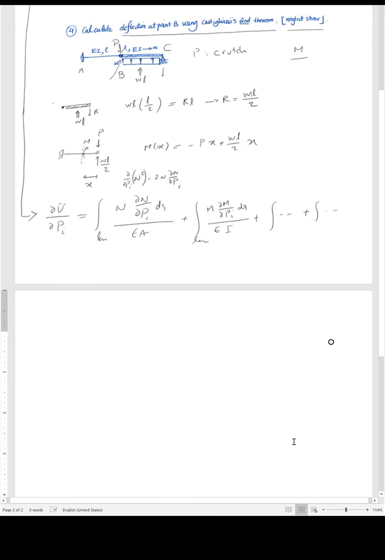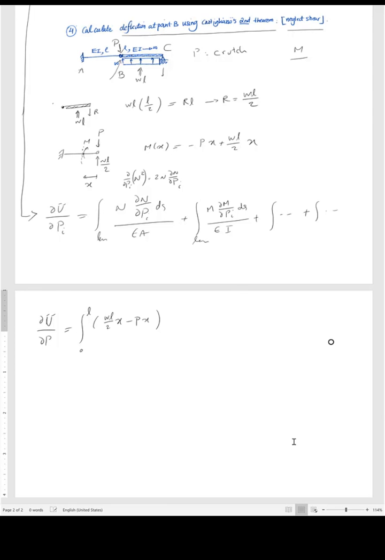Alright, so if you plug in our moments in this and we neglect the axial forces, we get partial U partial P is equal to the integral from 0 to L of the moment, which is WL over 2 x minus Px, times the partial derivative of the same thing, partial M partial P, which is negative x, dx.